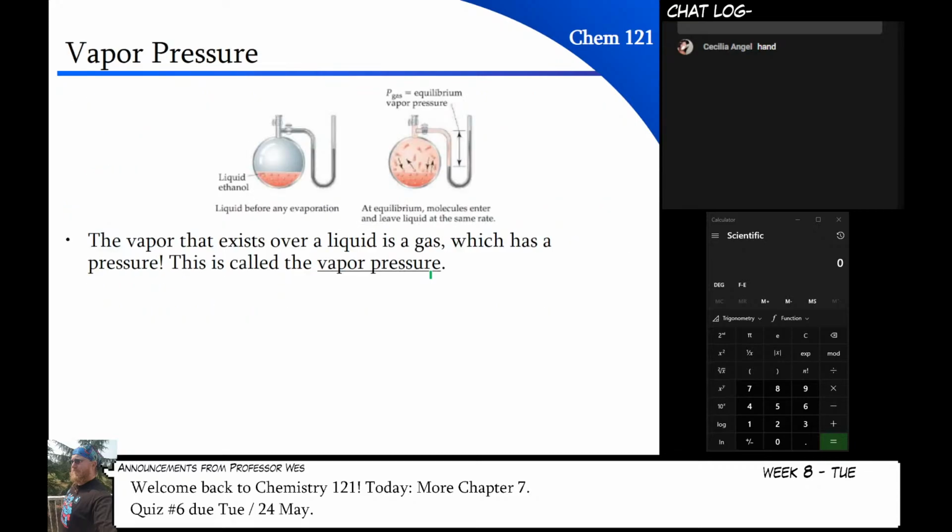Now, the process by which this happens does create a vapor, which acts as a gas. So here I have my liquid that hasn't evaporated yet, and when we allow it to evaporate, some of it will enter the gas phase, and it will bounce around off of containers and stuff like that. And when it does this, it exerts a pressure, because those molecules are bouncing around on the container walls.